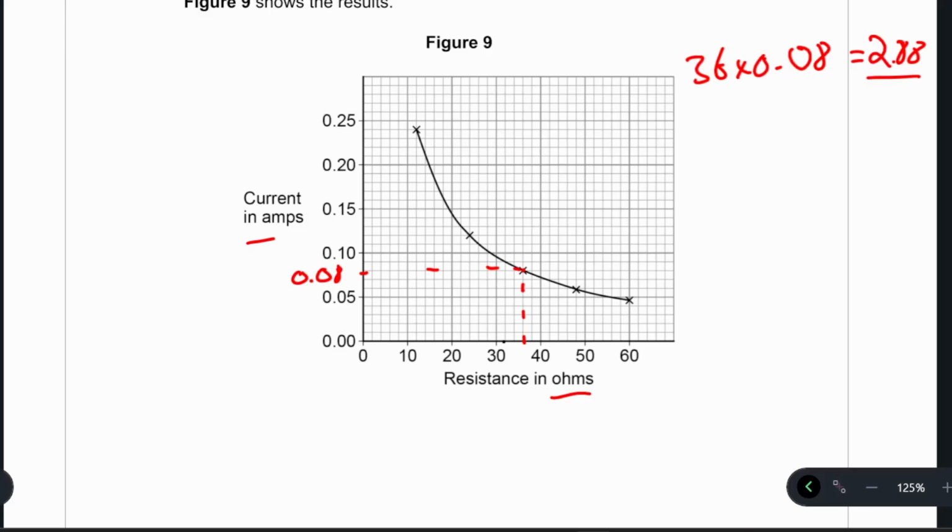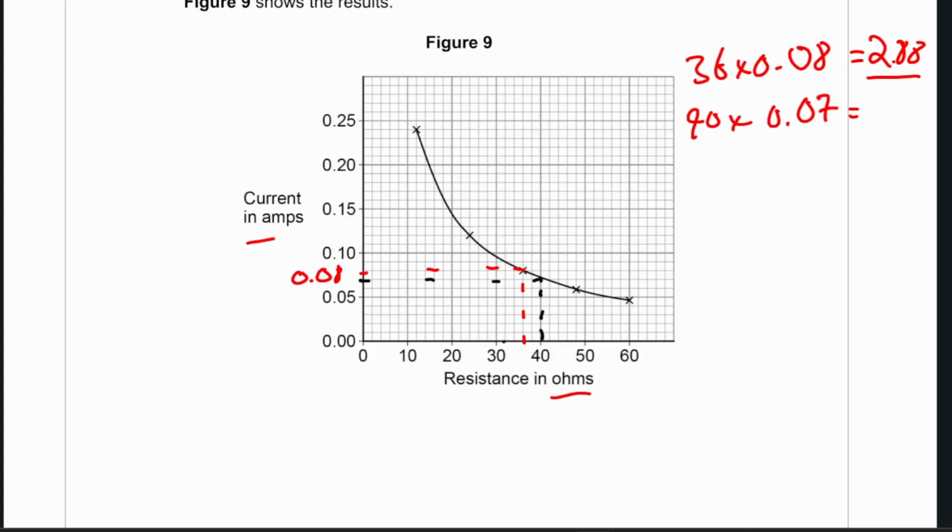So we're going to pick another one from our graph. Let's choose one that's quite easy to read. So let's use 40 ohms. Again, we come across 40 ohms, we go to the line and we come across to the y-axis. You can see it's 0.06. So 40 multiplied by 0.06. Oh, sorry, it's 0.07, not 0.06. And if you put that into your calculator, you should get the same answer of 2.88. So you can see it's quite there.